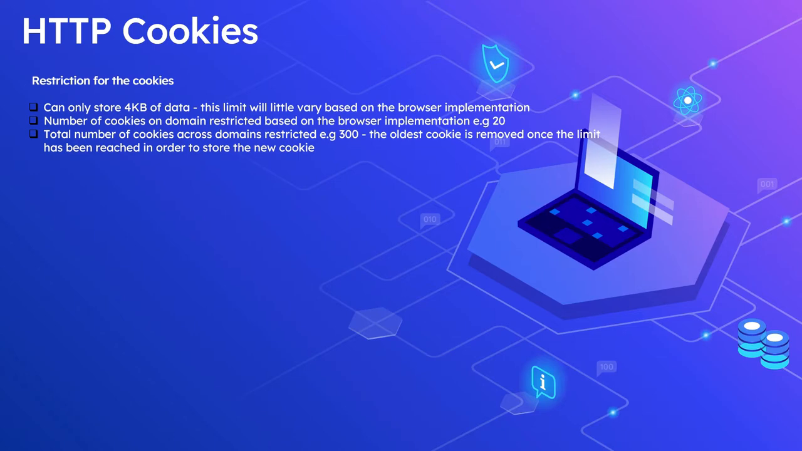These are some of the restrictions for cookies. The first one is it can only store 4 KB of data, at least 4 KB of data, but this limit is based on the browser implementation. The number of cookies on a domain is restricted based on the browser implementation, for example 20 or 50. The total number of cookies across domains is again restricted, for example 300. The oldest cookie is removed once the limit has been reached in order to store the new cookie. This limit is again based on the browser implementation.